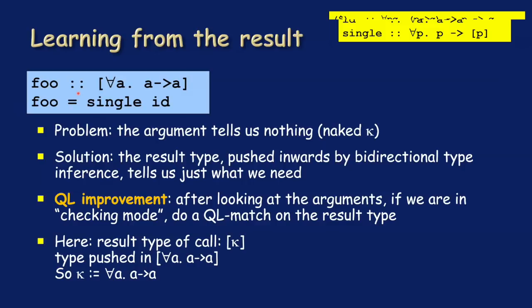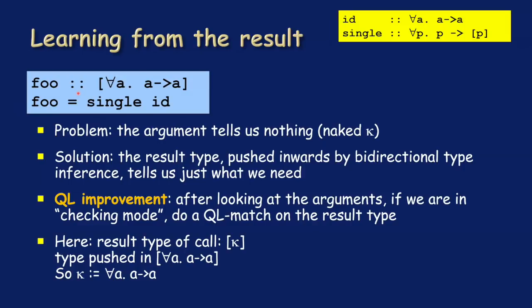The user supplied type signature. Single has type for all P, P arrow list of P, top right-hand corner of the slide. So I said that since the argument isn't guarded, I can't learn anything from the argument, so I don't know how to instantiate P. But actually, I do, because the user told me that the result of this call to single must be list of for all A. A to A.